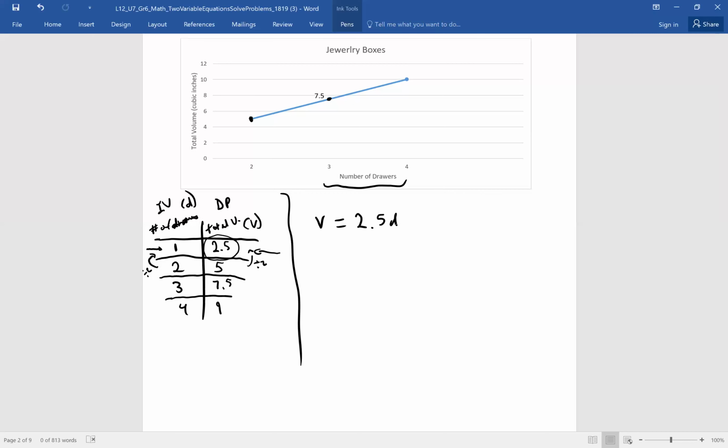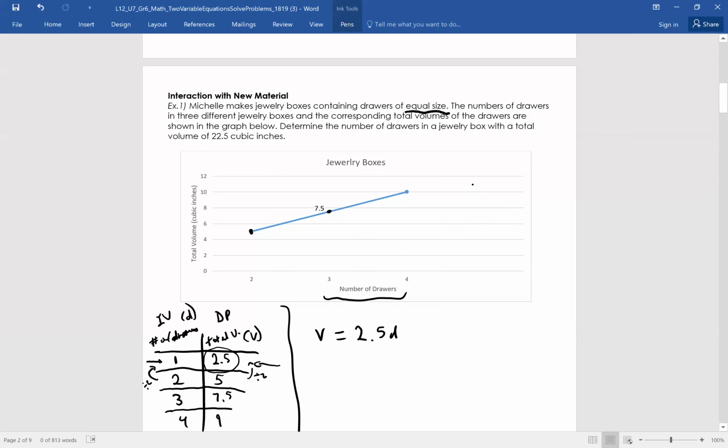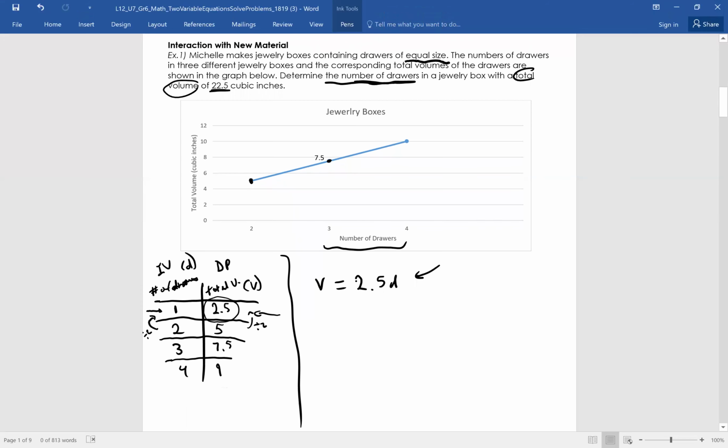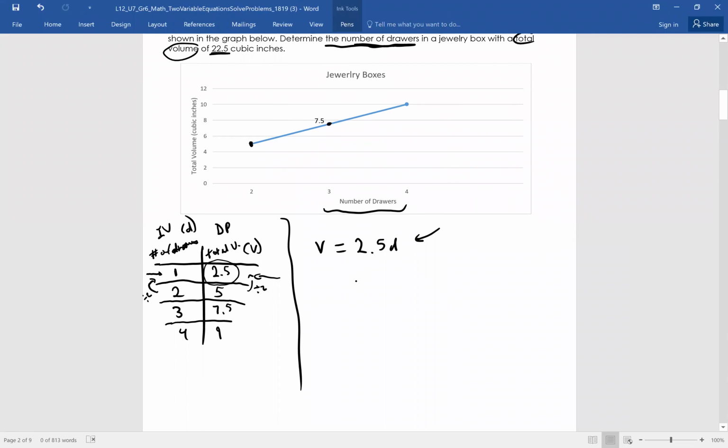So now that we have our table, our equation, and our graph, we can start answering the question. Determine the number of drawers, okay? We're determining the variable d in a jewelry box with a total volume of 22.5 cubic inches. So what did they give us? They gave us the volume, they gave us v. So according to my key point, I have to match it with the variable that it represents, which is v, and I substitute it. 22.5 is equal to 2.5d.